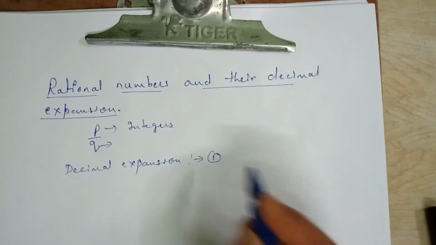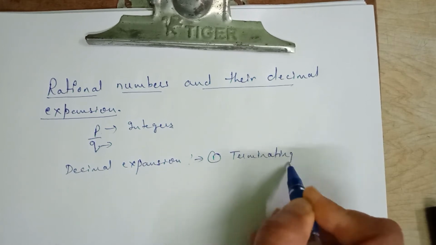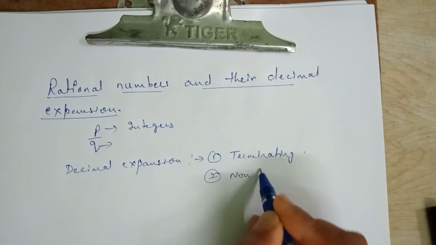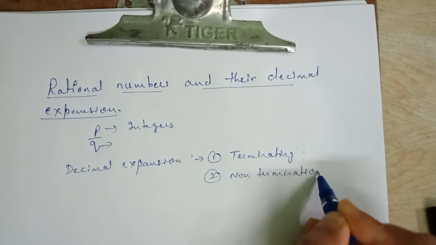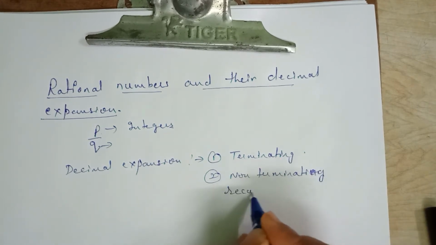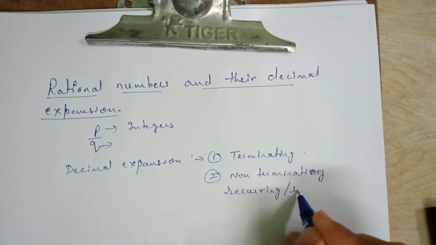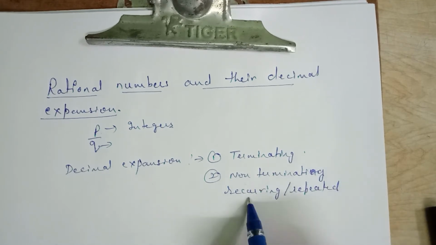First, terminating decimal expansion, or non-terminating recurring, where recurring can be said as repeated. Non-terminating, recurring or repeated decimal expansion.